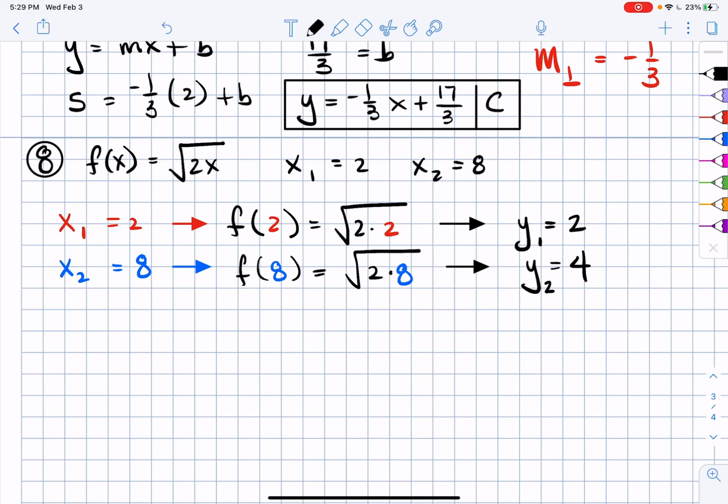So it is the change in y over the change in x is my slope. So it's going to be 4 minus 2, that's the change in y, over the change in x, which is 8 minus 2. So I'm getting a 2 over 6. So my slope, or the rate of change, is going to be 1/3, which is choice B.